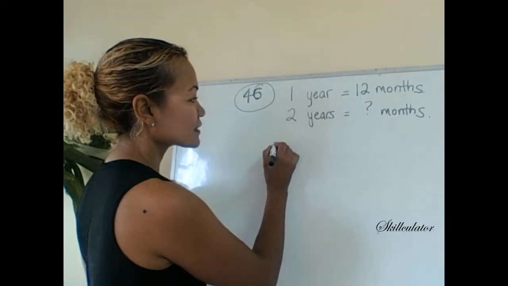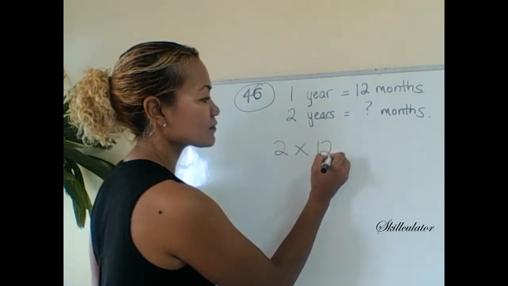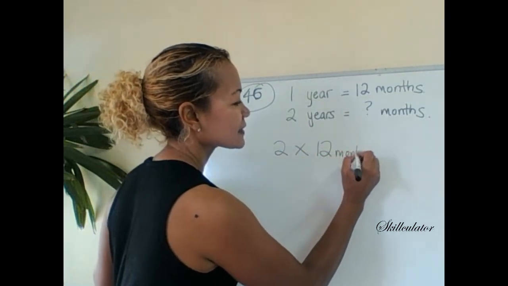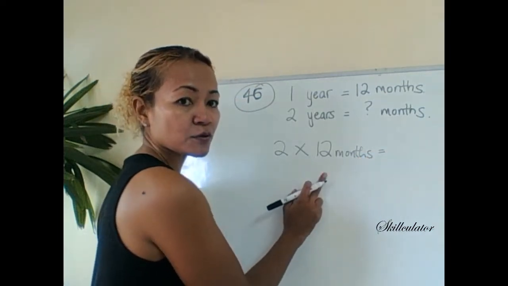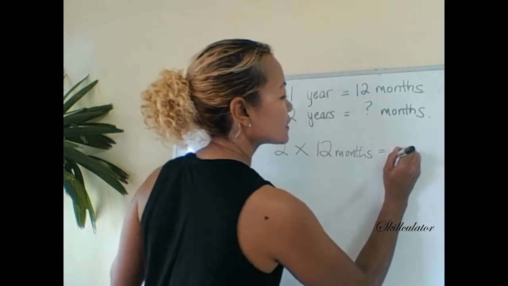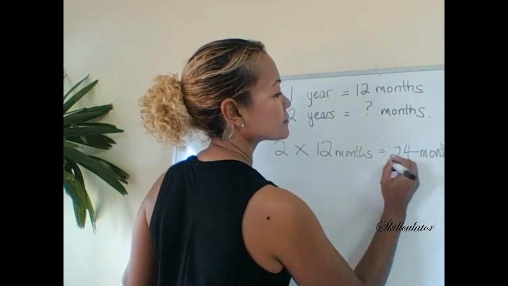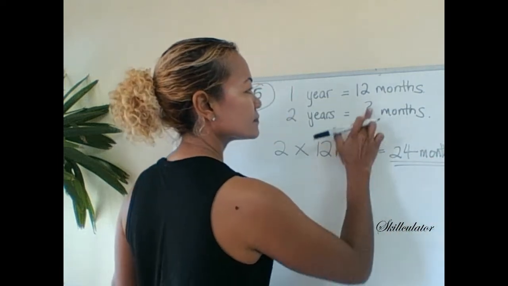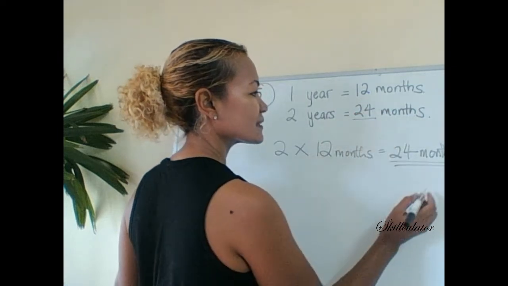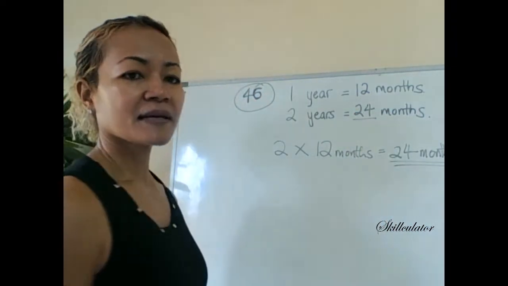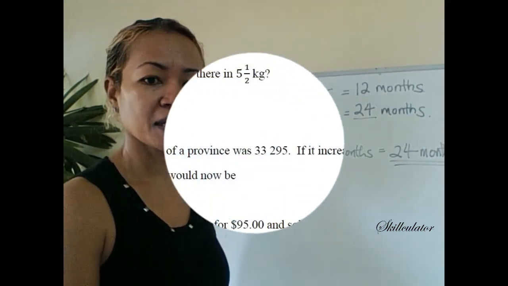Your working out is 2 times 12 months is equal to 2 times 12. 12 times table. 12 ones are 12, 12 twos are 24. 24 months. So now you know the answer to here. 24 months. And that's your answer. That's how long he has worked at that factory, if you express it in months.